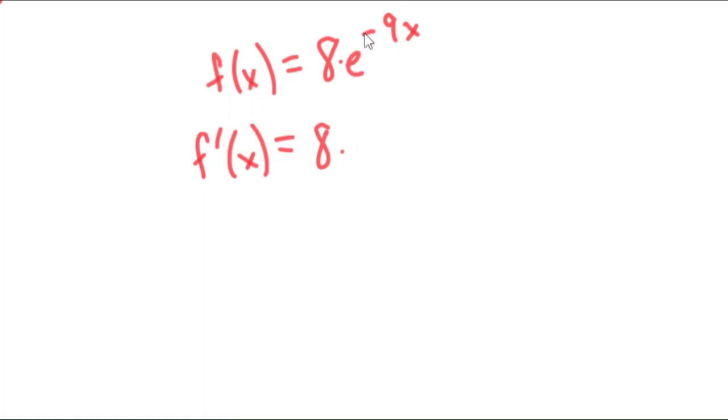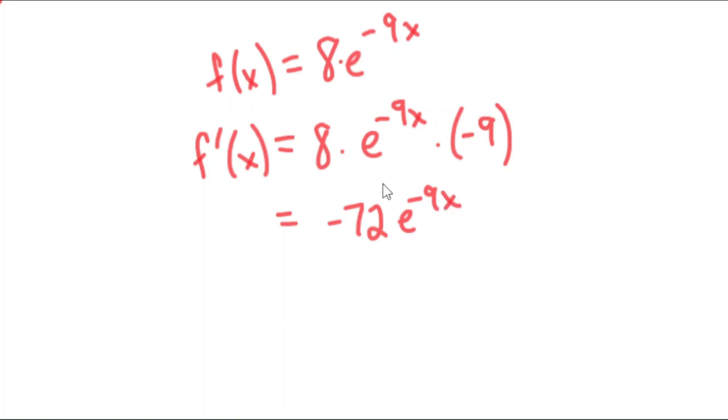What's the derivative of e to the negative 9x? Well, the derivative of e to the something is just going to be e to the something, and then times the derivative of the something. And the derivative of the negative 9x would just be negative 9. So we could leave our answer like this, or we could combine the 8 times negative 9 and write it as negative 72 e to the negative 9x.